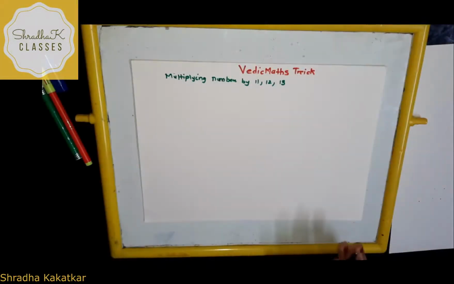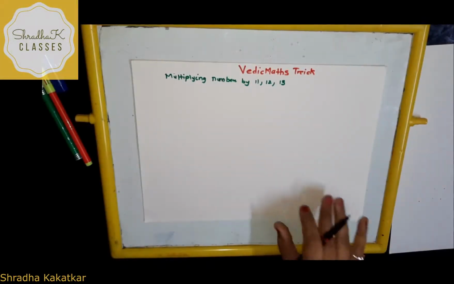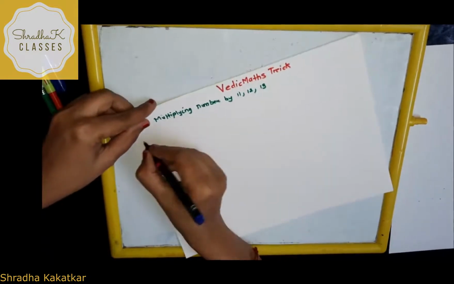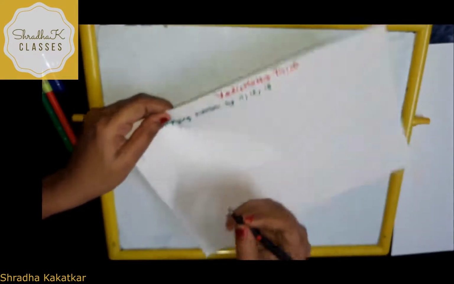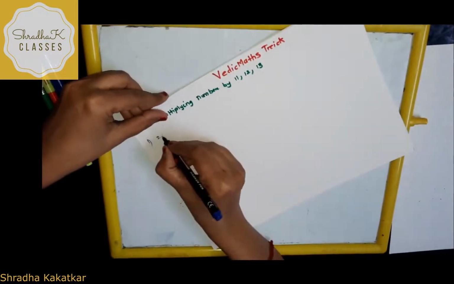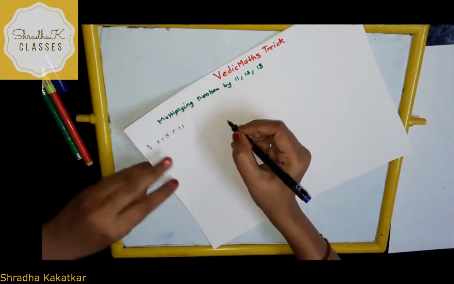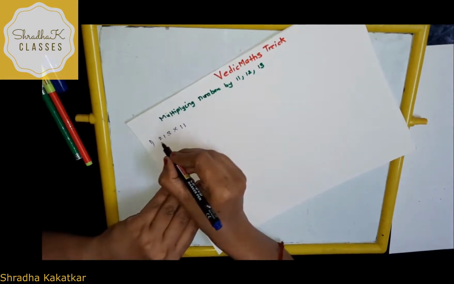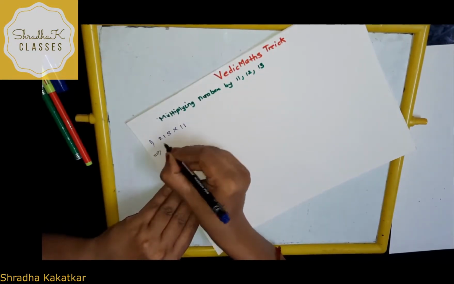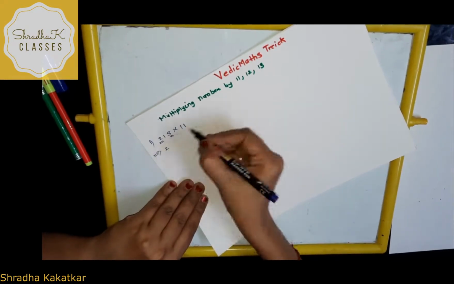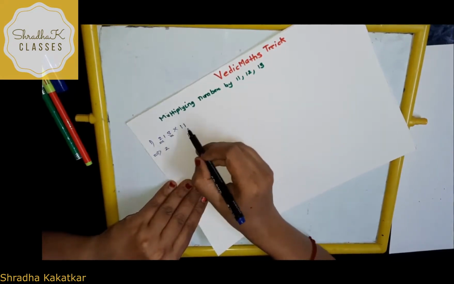Let's try and multiply some large numbers by 11, 12 and 13. Okay, so let's take the first example. Let's take 213 multiplied by 11. What I will do here is write this 2 as it is. Write this 3 as it is when multiplying by 11.